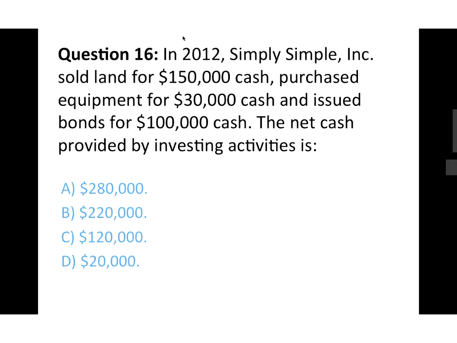So the question is asking investing activities. Right then, that should set off warning bells. Investing activities are anything to do with long-term assets. So long-term assets are things like land, buildings, equipment. Okay? So looking through this list, then I see issuing bonds. If we issue bonds, that is a long-term liability. Issuing bonds is a long-term liability, and that would be a financing activity.